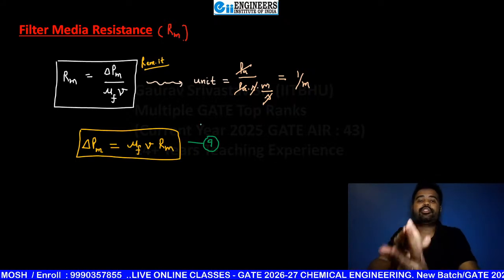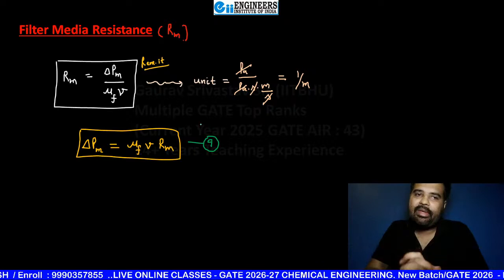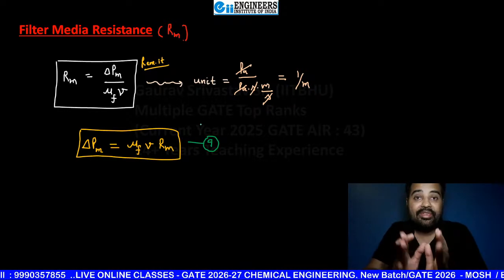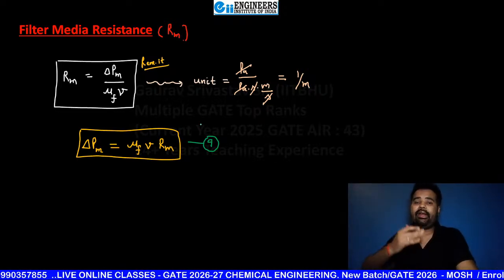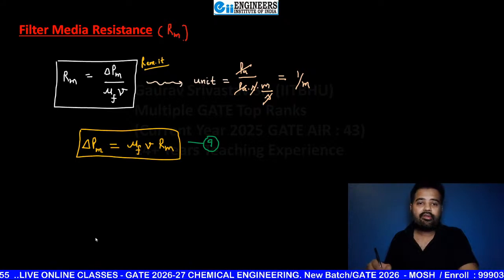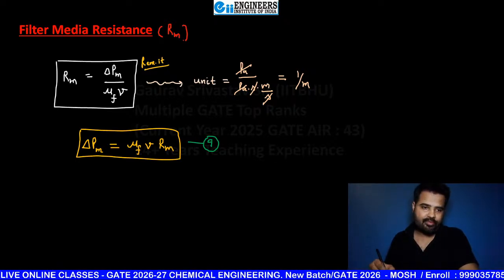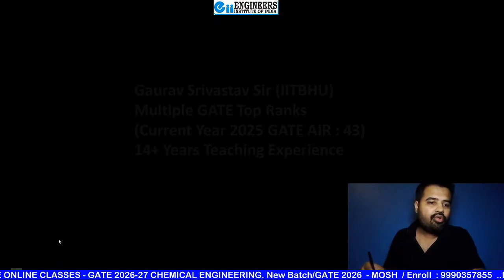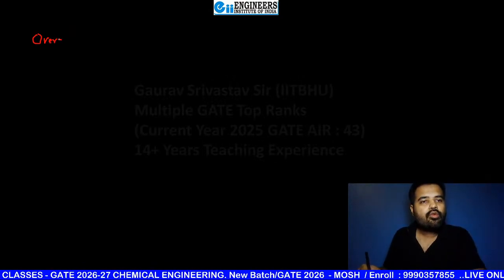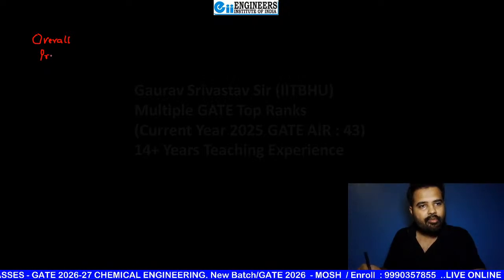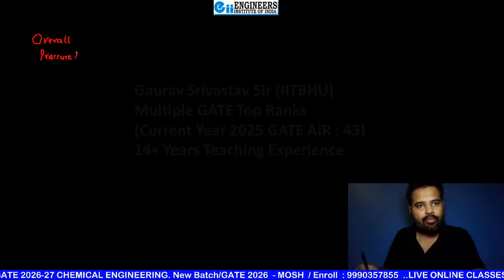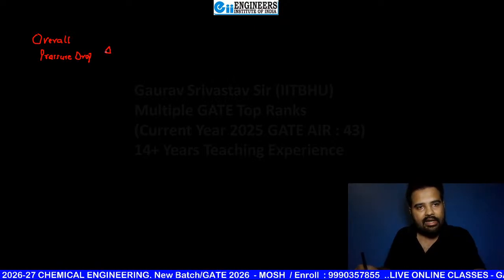Now we have equations for delta Pc and we have equations for delta Pm. That means now we are able to calculate the overall pressure drop across our filter media plus cake. So our next heading is overall pressure drop, or you can say total pressure drop, and that was delta P.